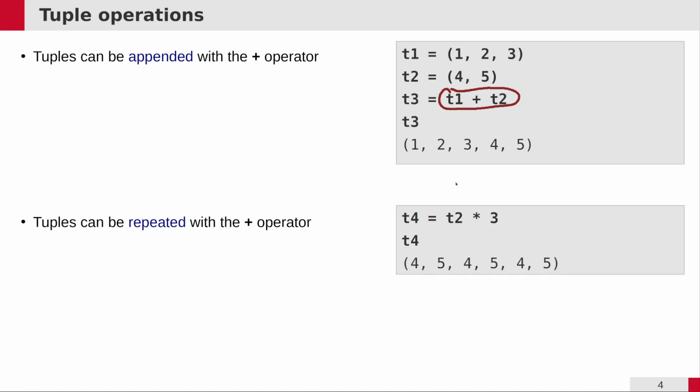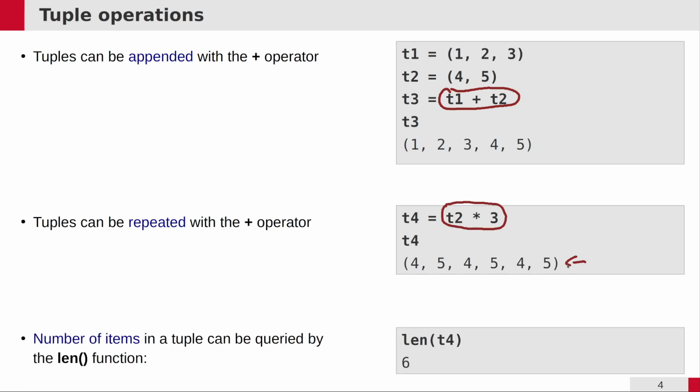Similarly, as we could repeat strings with a multiplication operator, the same multiplication operator is also valid for tuples. If you have tuple t2 here and multiply it by 3, then you will get a tuple which contains the content of the original tuple 3 times, as shown here.